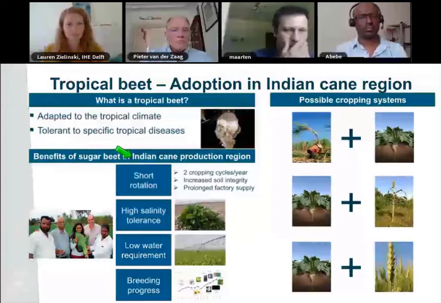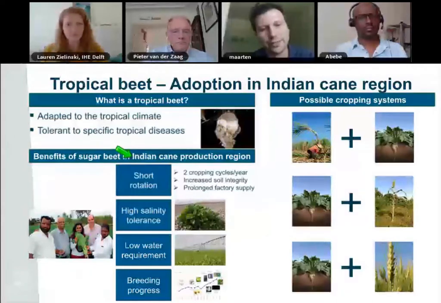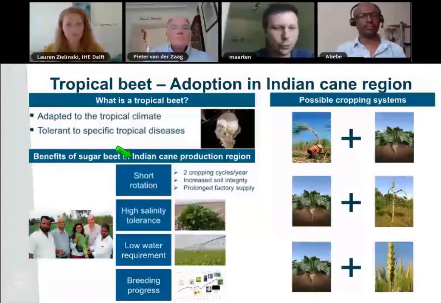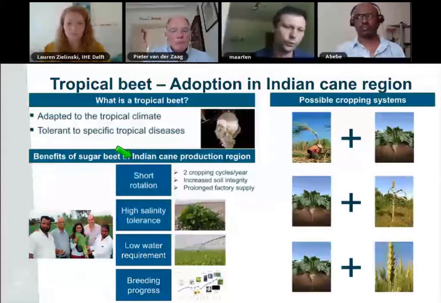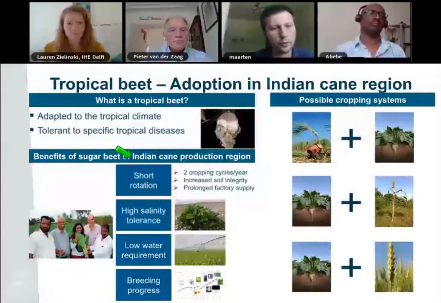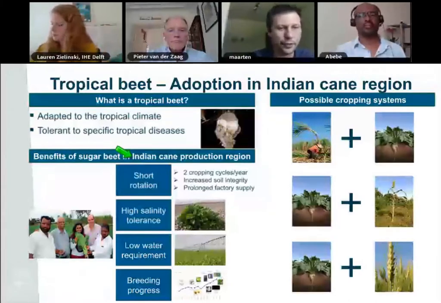So the feedback that we get from the farmers in India that have adopted our crop and started growing it is the short cycle. With a cycle of 5 to 6 months in a subtropical or tropical region, you can achieve 2 cropping cycles a year. And the fact that you rotate crops also contributes to the maintenance of good soil quality, good soil integrity, which they also appreciate. And if you steer or plan it well, you can steer your harvest towards a period when cane supply is lower, providing the factory with a prolonged supply of sugar source material.